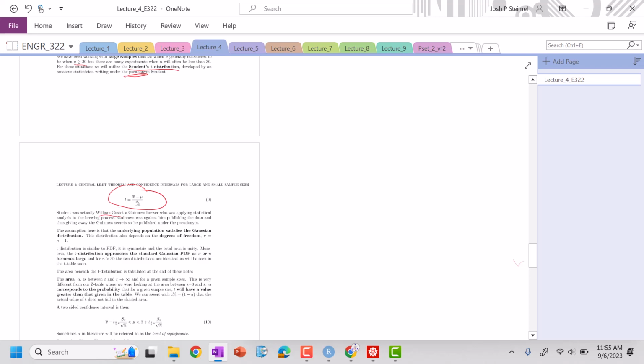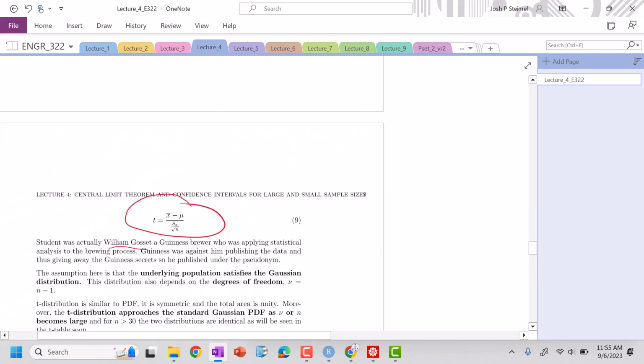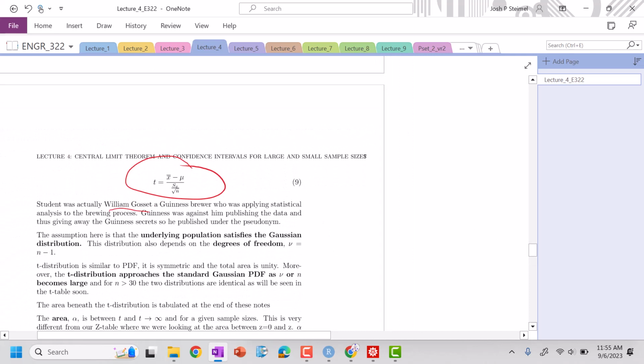And William Gossett was working for Guinness Brewery. And Guinness Brewery was actually applying statistical analysis way ahead of its time. And obviously, they didn't want William Gossett publishing some of the trade secrets. And William Gossett did something a little bit dangerous. I mean, very bold at the time, which is actually going ahead and publishing that regardless. So good for him. That's a very bold move. But yeah, excellent. Good for him.